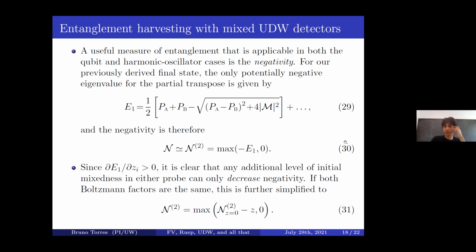Now, this simplifies further if you consider both Boltzmann factors to be the same, because then the difference here vanishes, the dependence on Z vanishes, and you only have a sum of the Boltzmann factor here. And then the negativity just becomes a simple difference between the negativity evaluated with perfect probes and the Boltzmann factor of both of them.